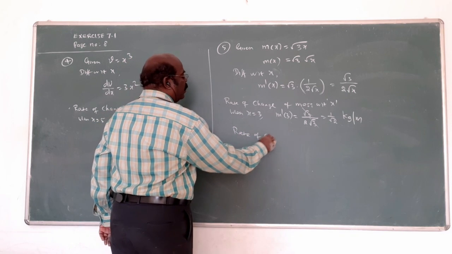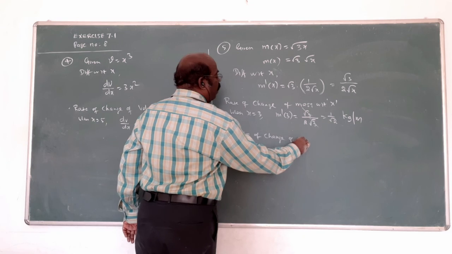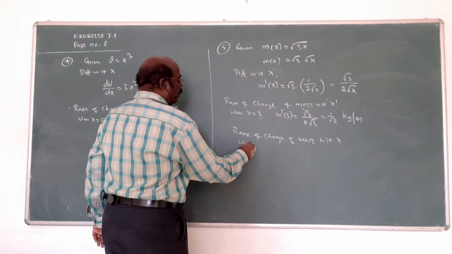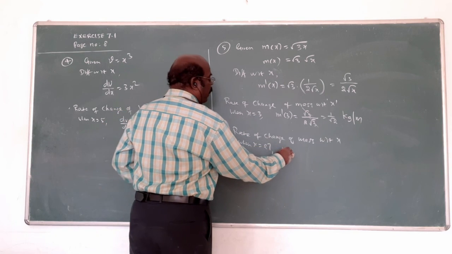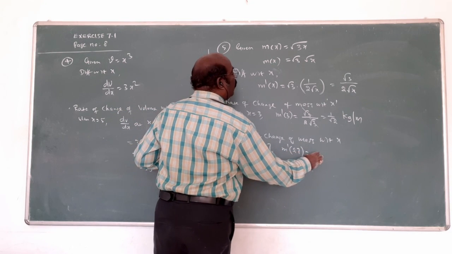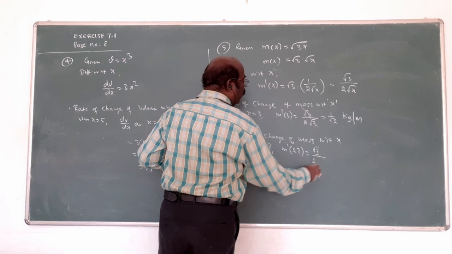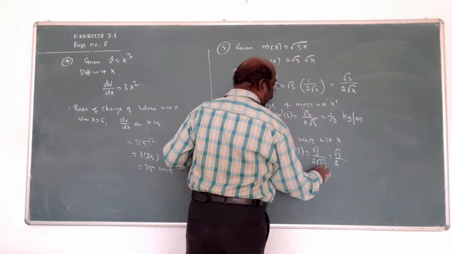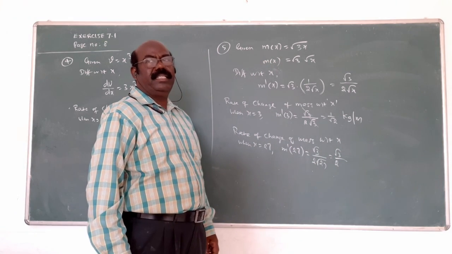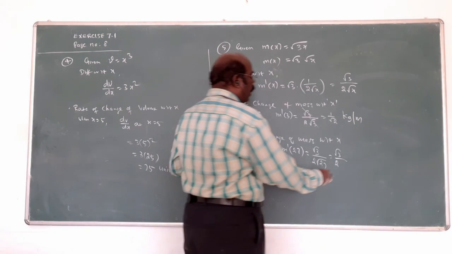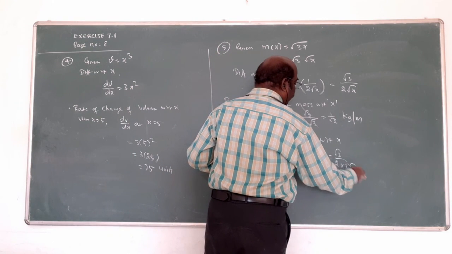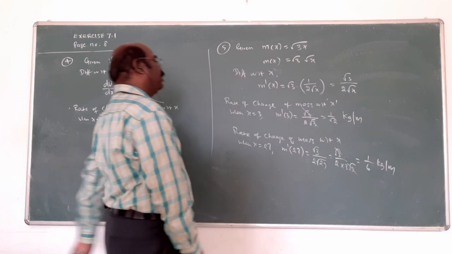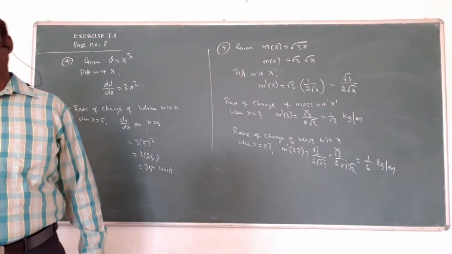The second term is the same thing. Rate of change of mass with respect to x when x is 27. So m dash of 27 equal to root 3 by 2 into root of 27. Root of 27 is 3 root 3, since 9 threes are 27. Root 3 into 3 root 3, cancel, no? 1 by 6 kilogram per meter. That's all. This is also a 2 mark and 3 mark question. 5 questions are over.